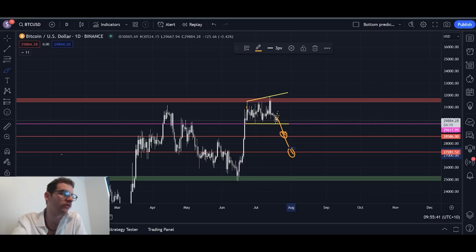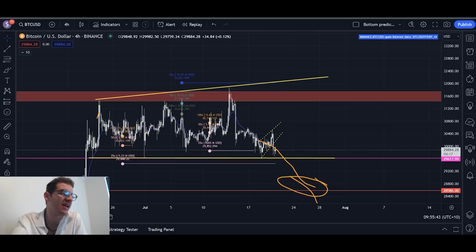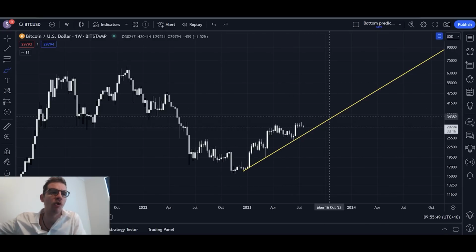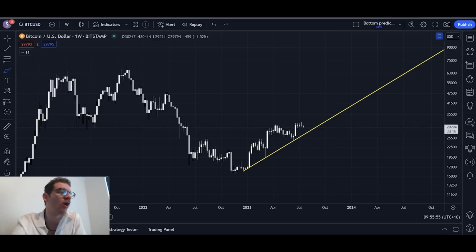And those support zones, those 2 cliffs, are at 29.6k, and the other one is very clearly set here as this weekly logarithmic uptrending support line, as well as all the other support we've got on the weekly chart. But these are the 2 lines in terms of horizontal and diagonal lines that are very, very important right now.